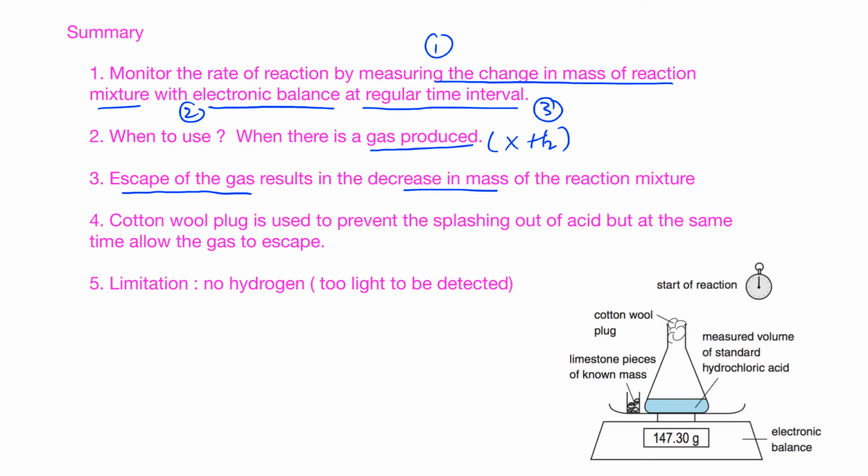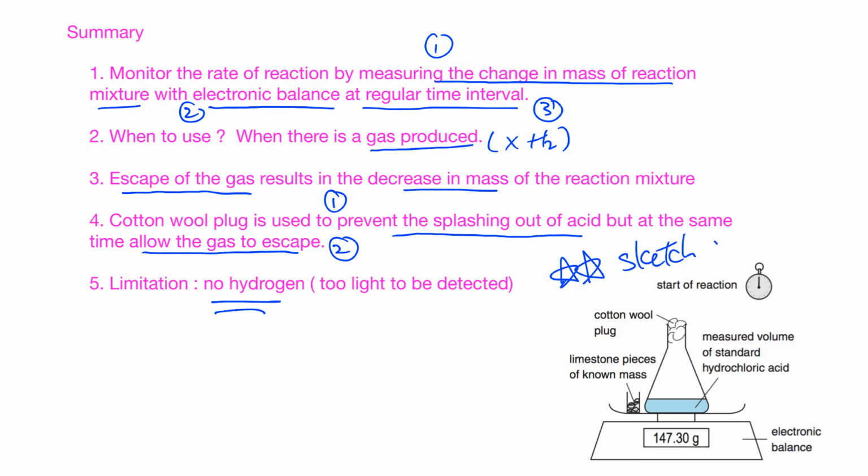And we also use a cotton wool plug here. There are two functions. The first one is to prevent splashing out of the acid. The second one, at the same time, is to allow the gas to escape. Lastly, the limitation we have mentioned: no hydrogen, too light to be detected. Remember you have to sketch the setup for these experiments. So basically the whole video will be like this.